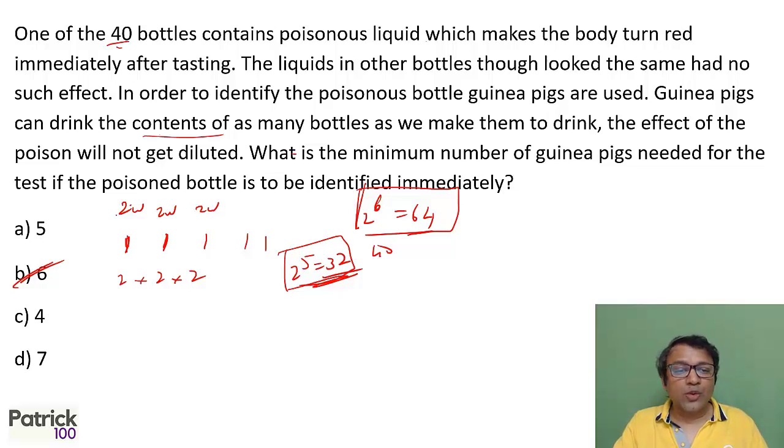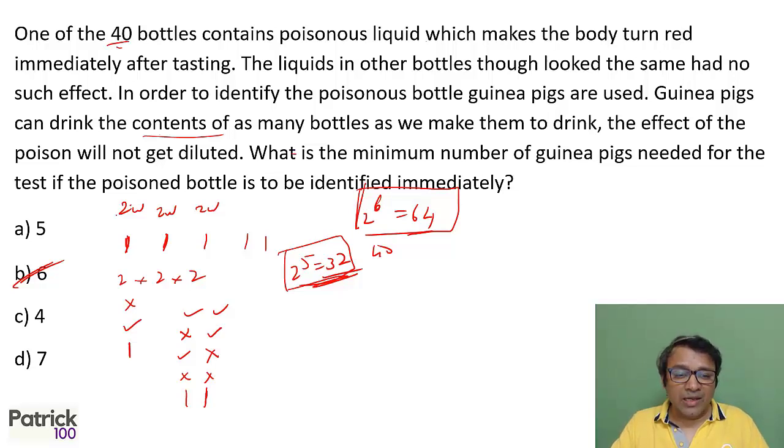The other way of solving is, let's say you have only 1 guinea pig. How many bottles can you test with 1 guinea pig? 2 bottles. 1 bottle you feed him, 1 bottle you don't. Suppose there are 2 guinea pigs. How many bottles can you test? I don't feed the bottle to both of them. I feed 1 bottle to the first, not to the second. I feed 1 bottle to the second, not to the first. And I feed 1 bottle to both of them.